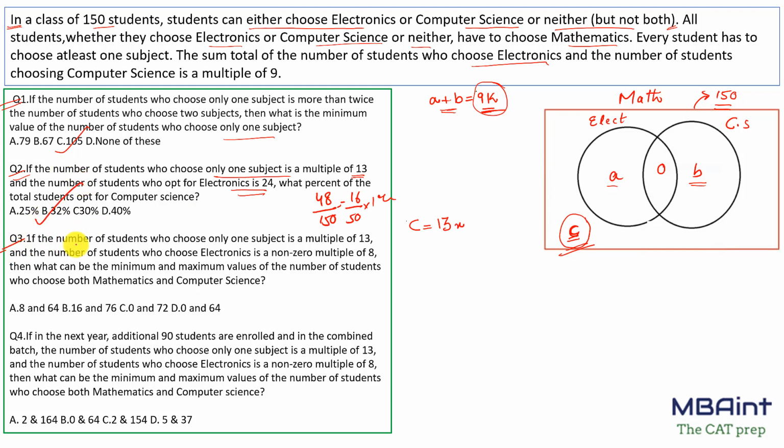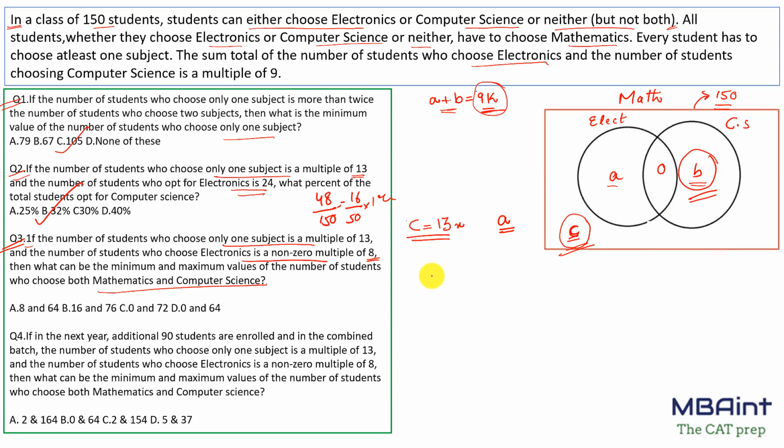Now let's look into question number 3. It says that if the number of the students who chose only one subject is a multiple of 13, so that is again c equals 13x, and the number of the students who chose electronics is a non-zero multiple of 8. So a would be a non-zero multiple of 8. What is the minimum and maximum number of students who chose both mathematics and computer science? So we have to find the minimum and maximum number of people.